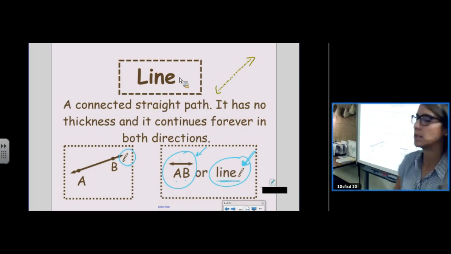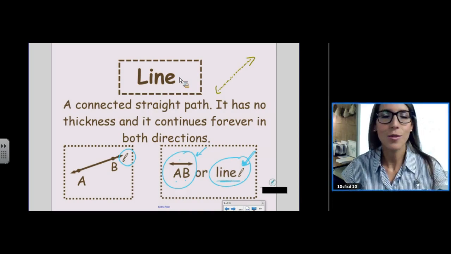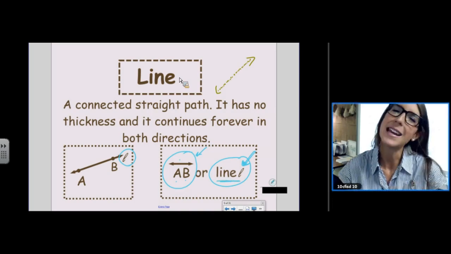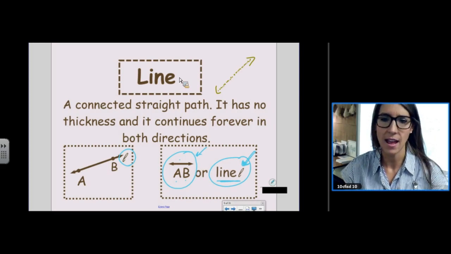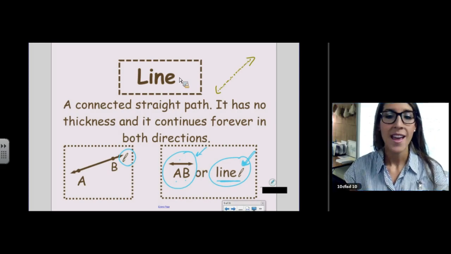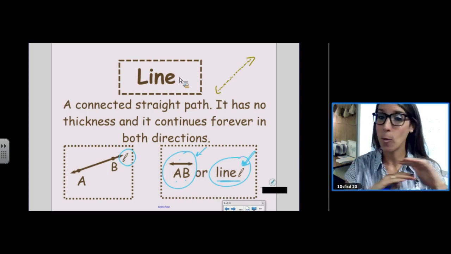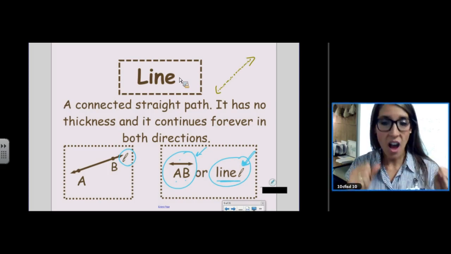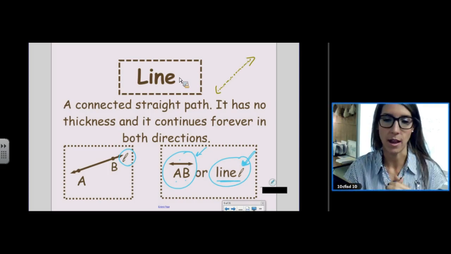But sometimes you have a line and you don't know any points on that line yet. So you can't name it by its points. You have to name it by that little letter off to the side. L is not a point on the line. L is not a point. It's the name of the line.